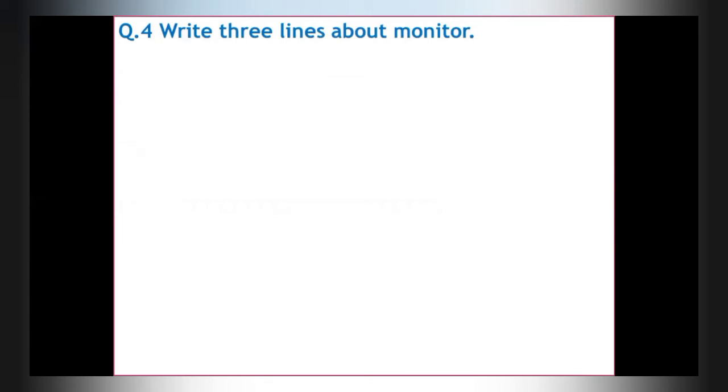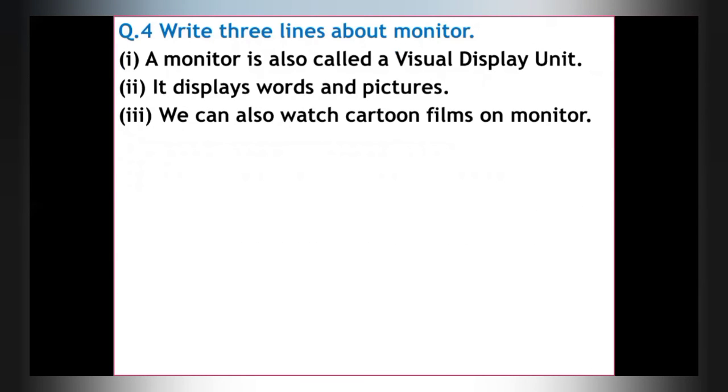Question number 4. Write three lines about monitor. Number 1 is a monitor is also called a visual display unit. Number 2 is it displays words and pictures. Number 3 is we can also watch cartoons, films on monitor.